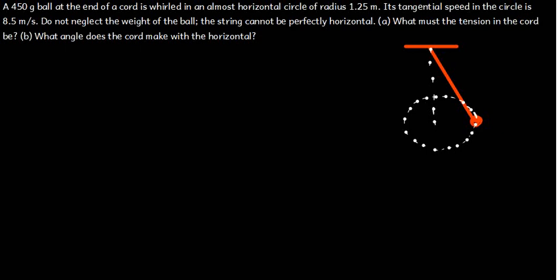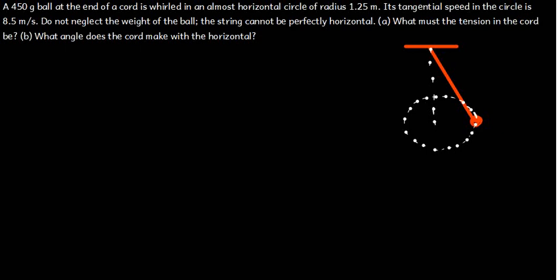A 450 grams ball at the end of a cord is rolled in an almost horizontal circle of radius 1.25 meters. Its tangential speed in the circle is 8.5 meters per second. Do not neglect the weight of the ball. The string cannot be perfectly horizontal. What must be the tension in the cord, and what angle does the cord make with the horizontal?